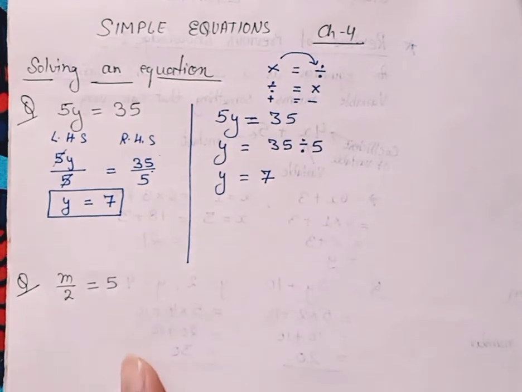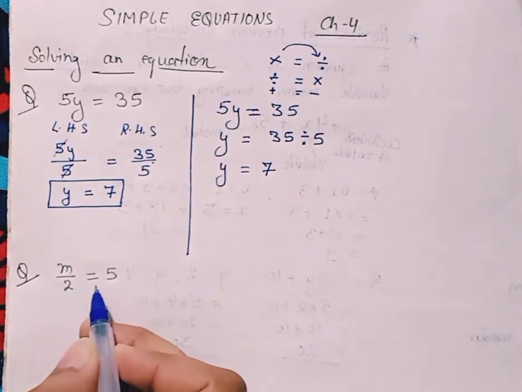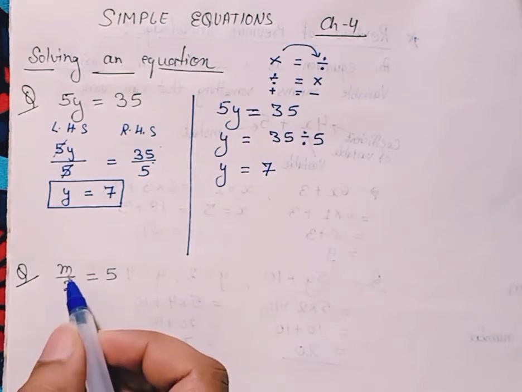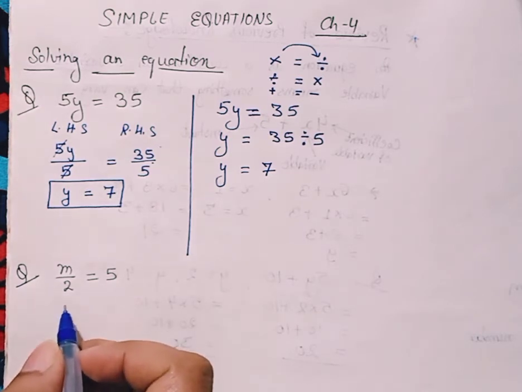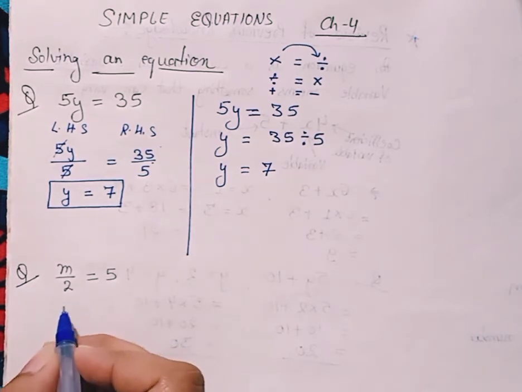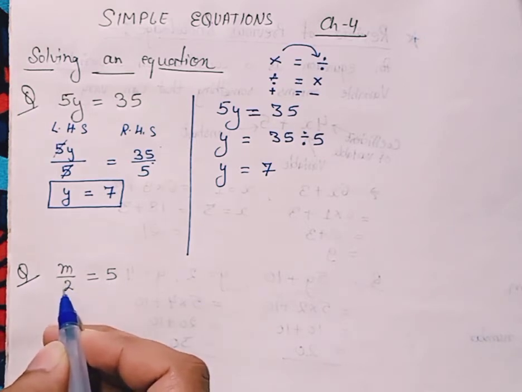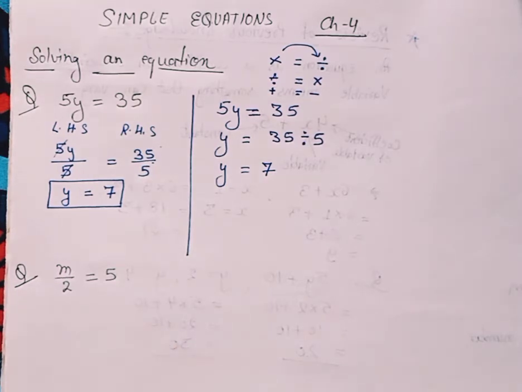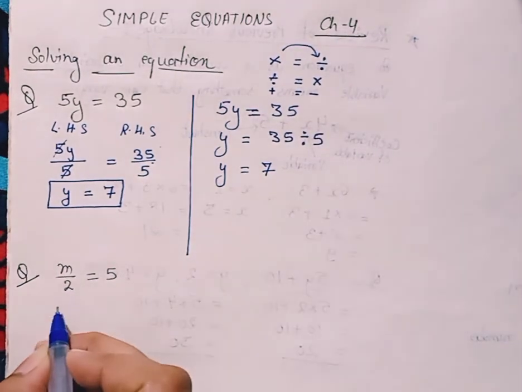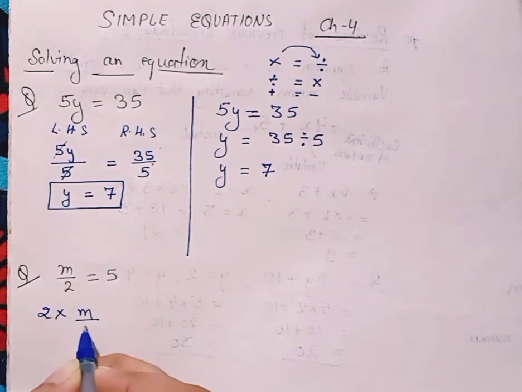Second question, I'm taking some more examples. Here m by 2 is equal to 5. We have to find out the value of m over here. First method, what we will do is simply the hit and trial method. Here we have to remove this number 2 from this side so that we can find out the value of m. So what can you do for it? For this, we can simply multiply by 2.